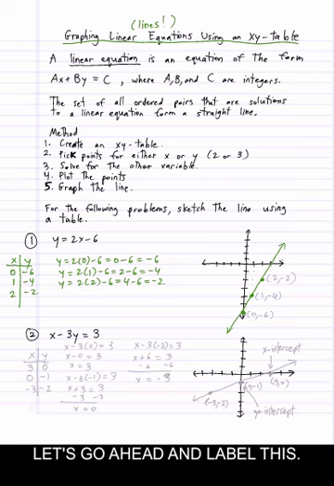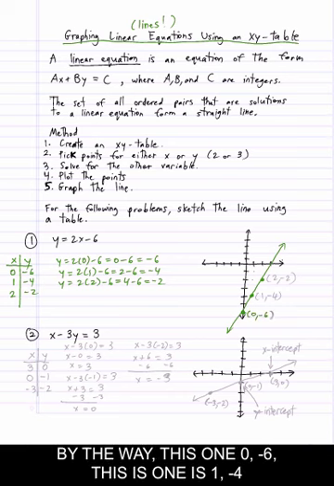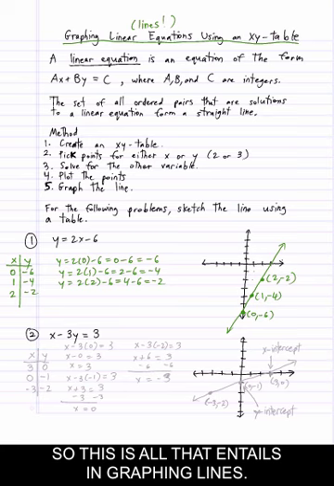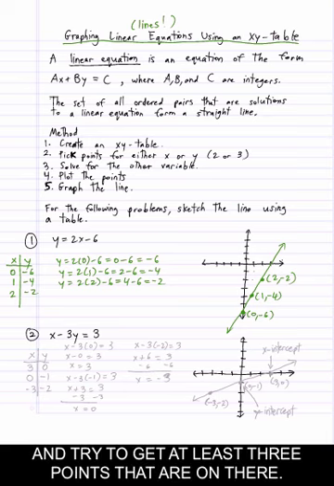Let's go ahead and label these, by the way. This one's 0, negative 6. This one is 1, negative 4. And this one is 2, negative 2. So this is all that entails in graphing lines. We need to just create a table and try to get at least 3 points that are on there.